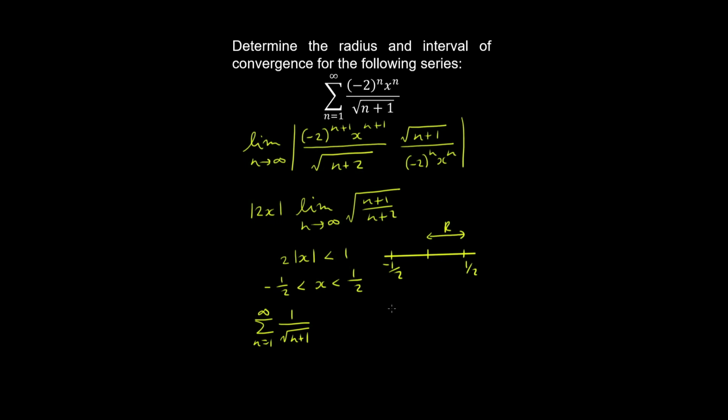And testing the second endpoint, so we'll just substitute 1/2 into the original power series. So that'll be minus 1 to the n on root n plus 1. And I'll leave it for you to also test if this series converges. And then you'll obtain the interval of convergence and post your answer in the comments.